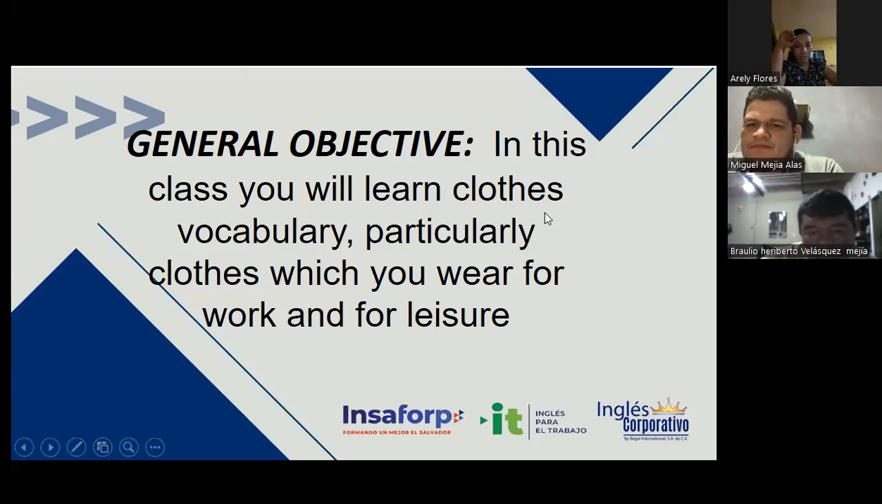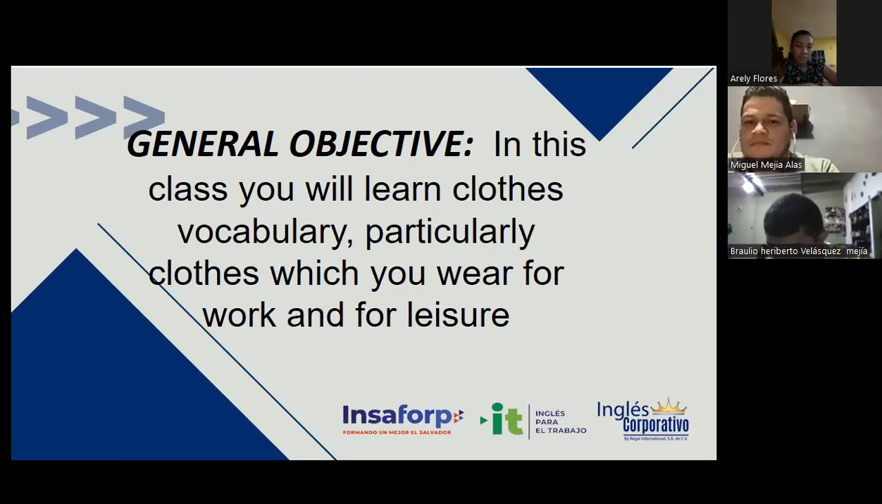In this class, you will learn clothes vocabulary, particularly clothes which you wear for work and for leisure. So this is related to different types of clothes and also for different moments or events. Entonces, vamos a hablar acerca de la ropa, vocabulario de ropa y particularmente exclusivamente ropa, right? So which you wear for work and for leisure. O sea, para trabajo y para salidas. Entonces we talk about this.